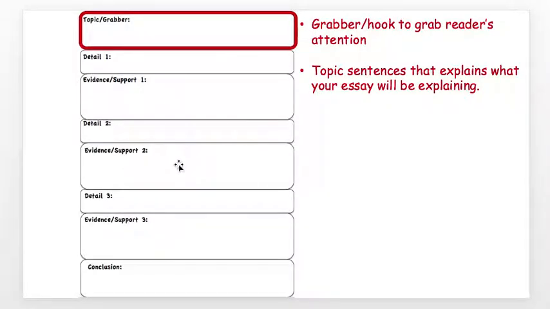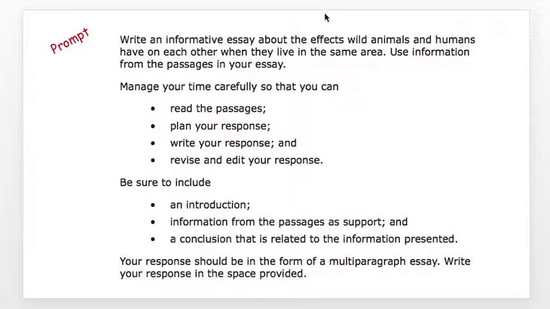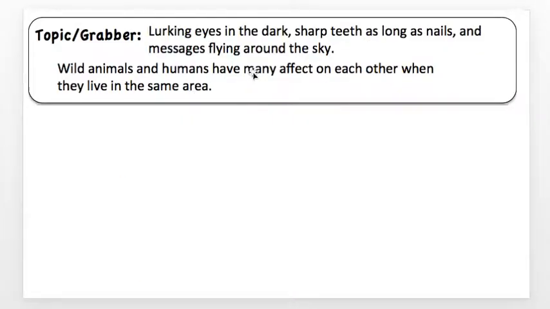So I'm going to come in and I'm going to look at this first section of my graphic organizer. I need a grabber and a hook that's going to catch my reader's attention, and I need a topic sentence. Now the grabber and the hook is something that I can make up out of my own thoughts. I can create that grabber and hook. The topic sentence, I'm going to use part of the prompt to create my topic sentence because I already was given my topic. My topic is I have to explain that humans and animals have an effect on each other when they live in the same area. So this is what I would put in my first section of my graphic organizer.